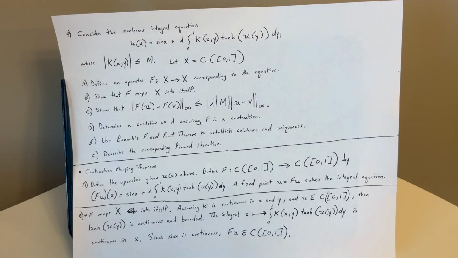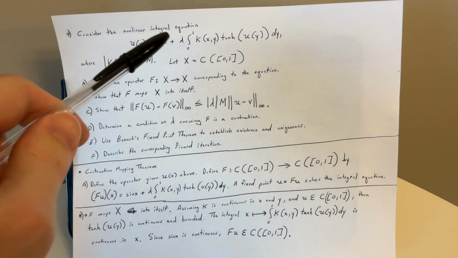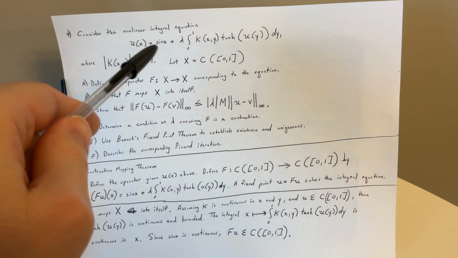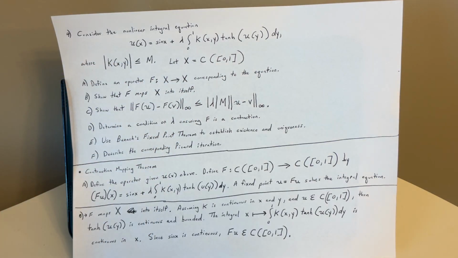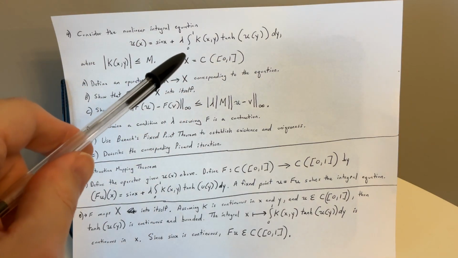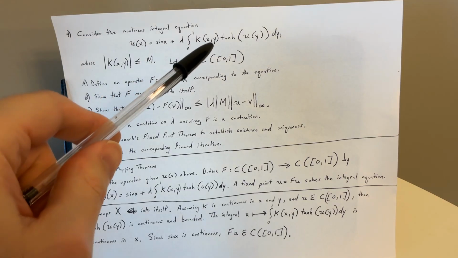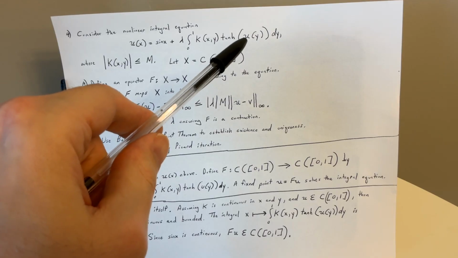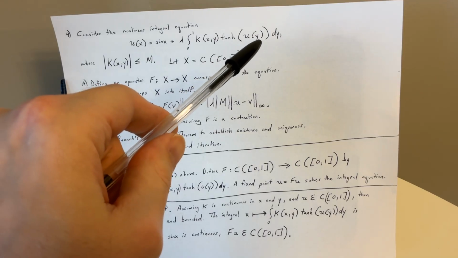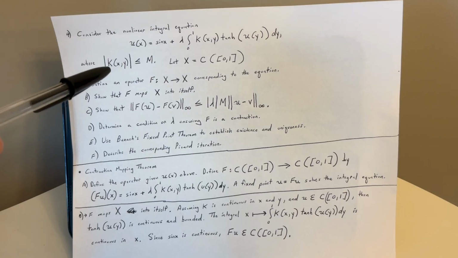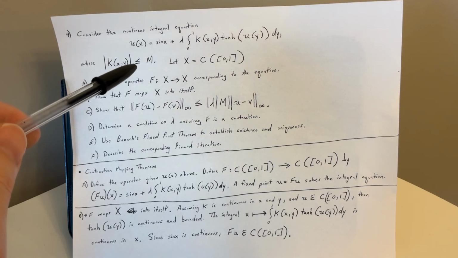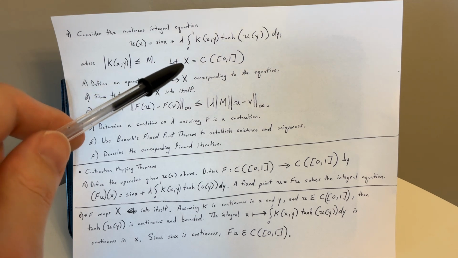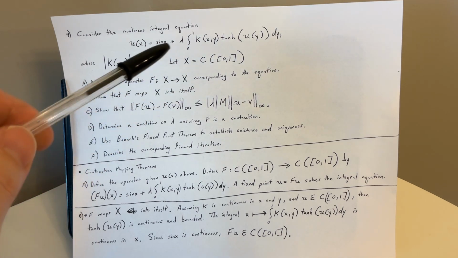Okay, so picking up with part 2 of the Applied Functional Analysis Practice Final Exam, here's number 4. Consider the nonlinear integral equation given here for u of x, equals sine of x plus lambda times the integral from 0 to 1 of k of x, y, hyperbolic tan of u of y dy, where the absolute value of k of x comma y is less than or equal to M. Let X equal C[0,1].